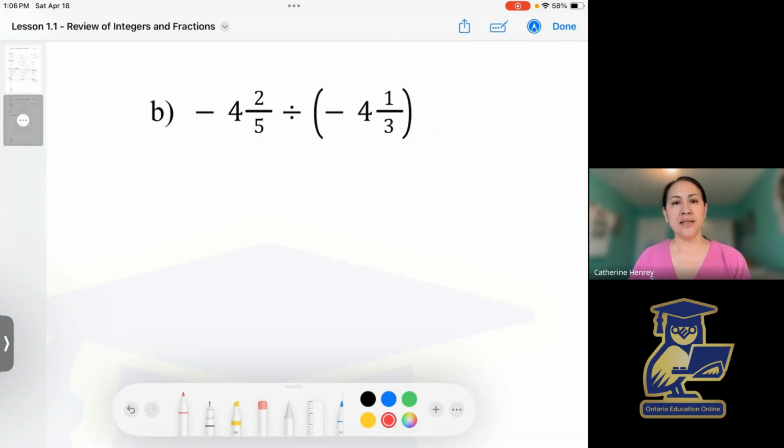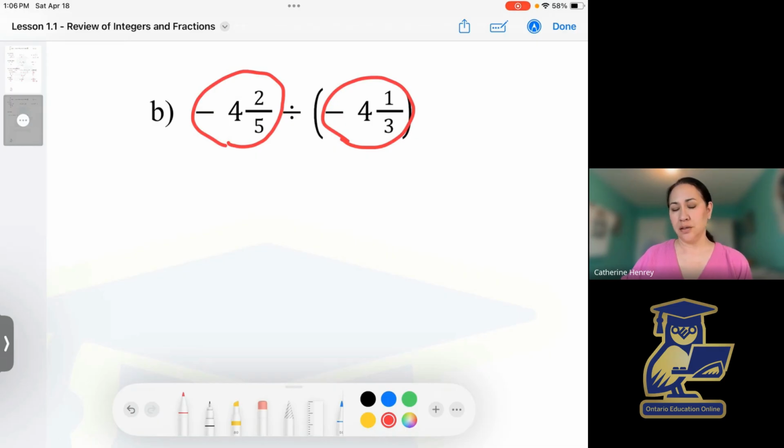So let's take a look at this example. Again, we want to start by changing our mixed fractions into improper fractions. To do that, we take our denominator, multiply it by our whole number, and then add it to the numerator. We don't touch this negative sign. So I'm going to go 5 times 4, which is 20, and add 2. That'll give me 22, but I keep the denominator of 5.